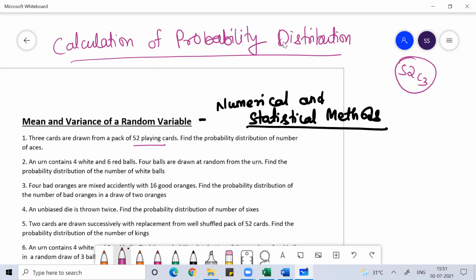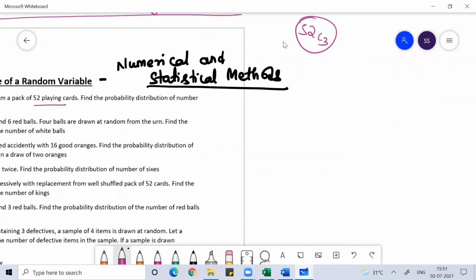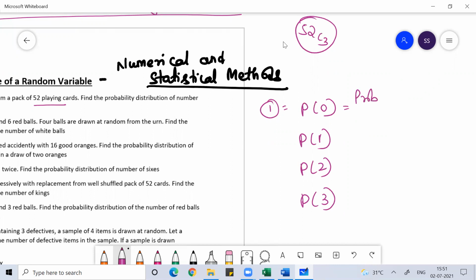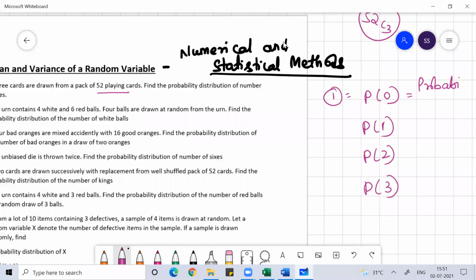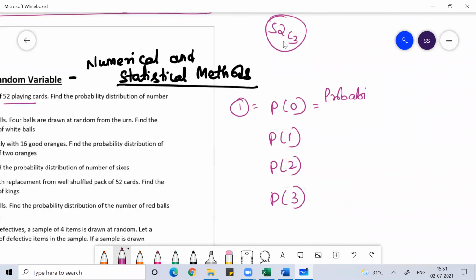So if I draw three cards, what can happen, guys? Out of 52 cards, if I draw three cards, I'm solving the first question. I can get zero aces, or I can get one ace, or I can get two aces, or I can get three aces. I hope you understand. Total four aces are there. So what is P0? P0 means probability of getting zero aces. That is the probability distribution of the number of aces.